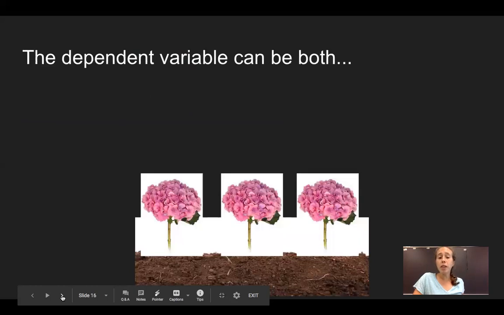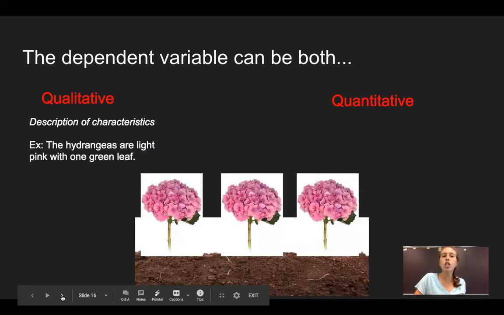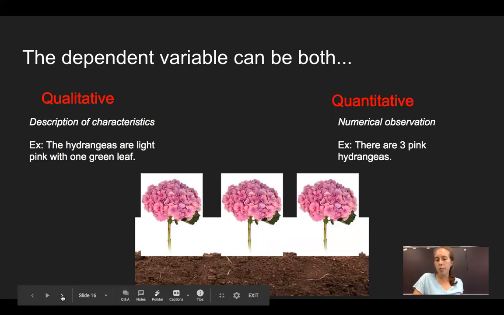So the dependent variable, so that output that I measure, can be either qualitative or quantitative. So something that is qualitative explains a characteristic, something like the hydrangeas are light pink with one green leaf, while something that is quantitative is a numerical observation, like there are 3 pink hydrangeas. In this case, I'm going to opt for more quantitative data, and I'm going to count the number of hydrangeas as per my previous hypothesis.